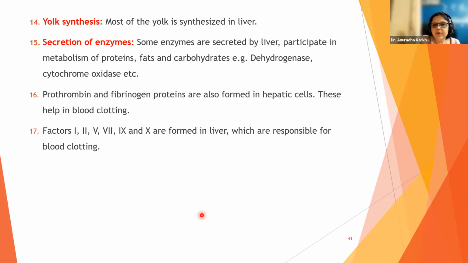Prothrombin and fibrinogen proteins are also formed in the hepatic cells. These help in blood clotting. Blood clotting factors like 1, 2, 5, 7, 9, 10 are formed in the liver. These are responsible for blood clotting whenever there is any wound or injury to our body. See, these questions have been asked earlier in our previous examinations. So I have jotted down these functions. There are many more, but they have not been asked, only these have been asked.